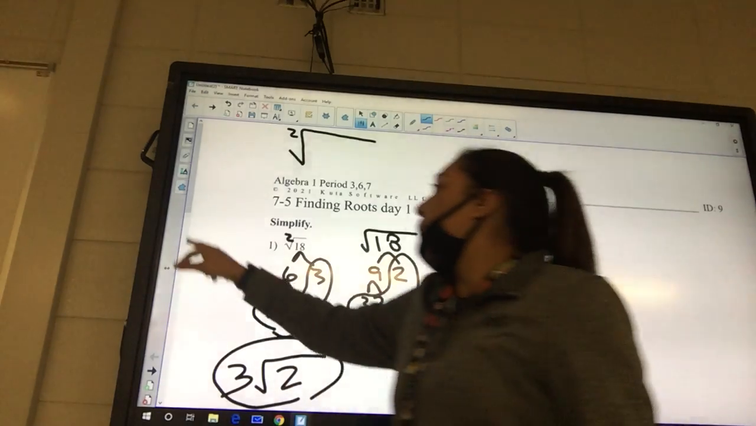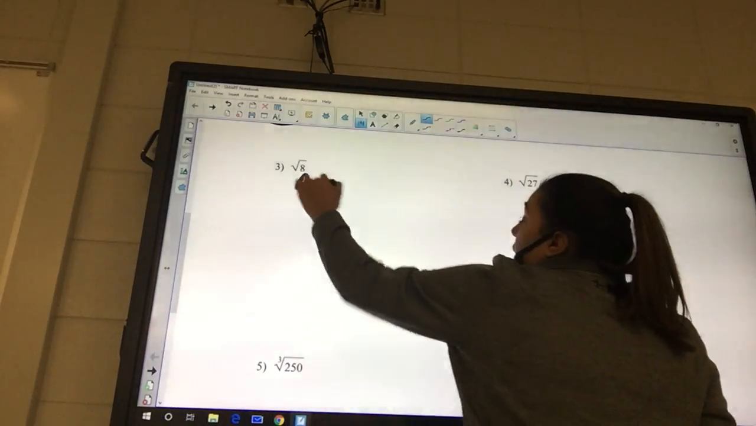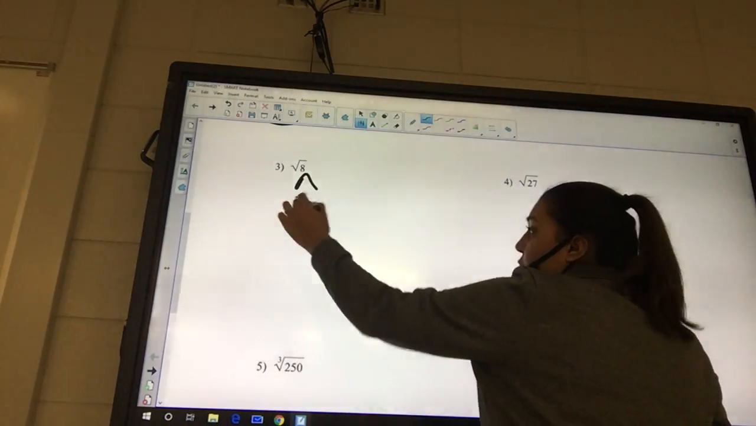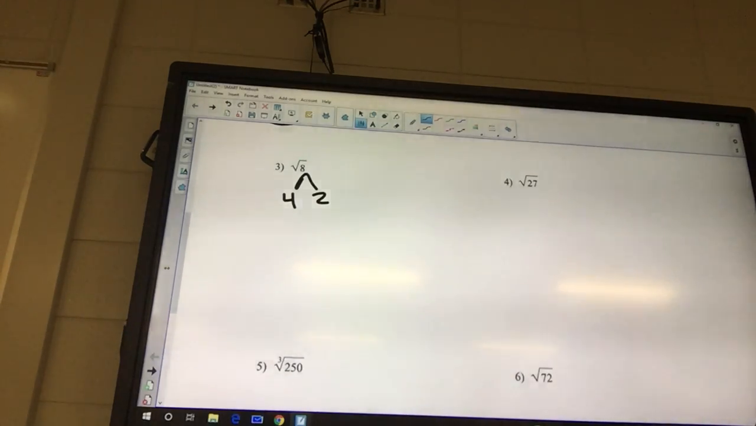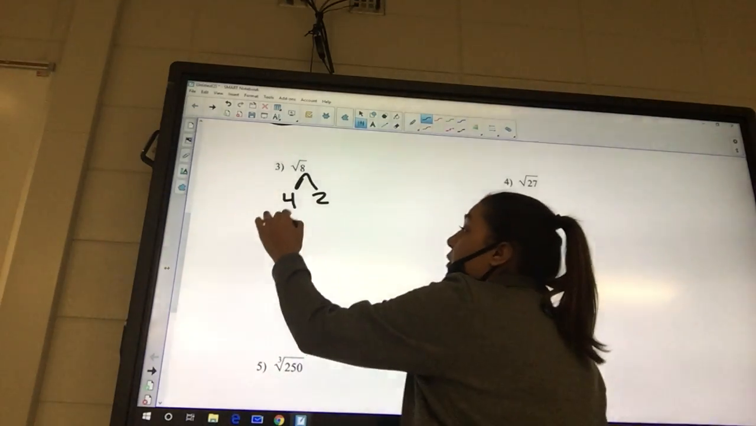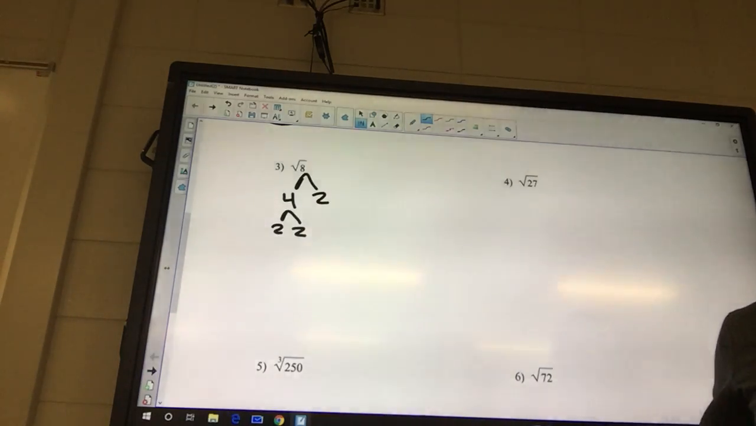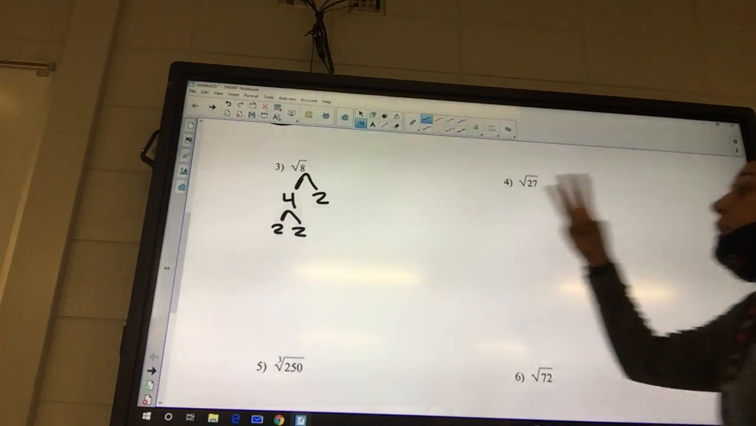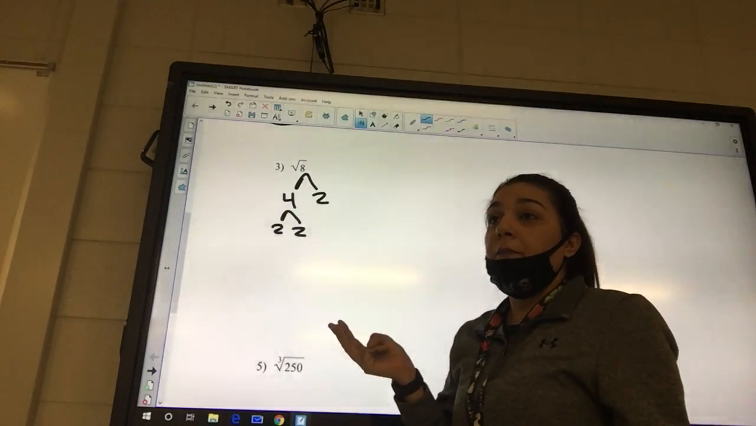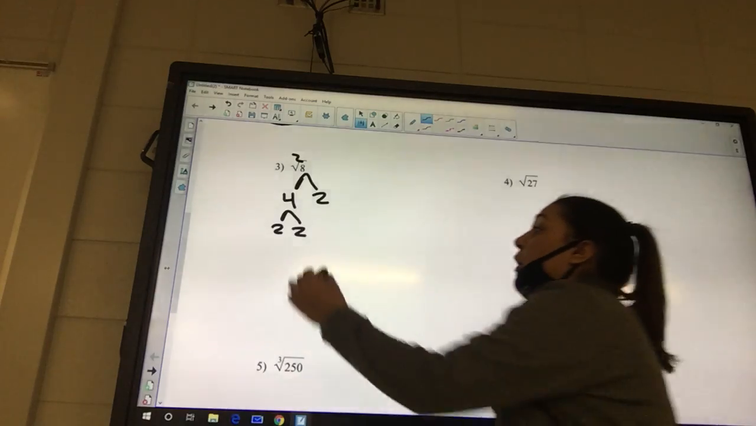Okay, so let's look at the next one. Square root of 8. What are some factors of 8? 4 and 2. Can 4 be factored further? 2 and 2. Can 2 be factored further? No. So how many 2s do we have total? We have 3. What is our group number on the outside? It's a 2. So we can only pull them out in groups of 2. So I have 1 group of 2.